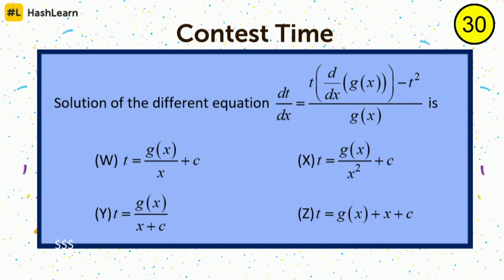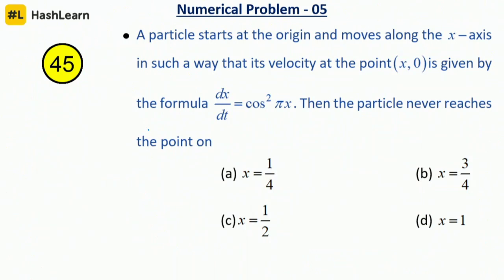You are left with 30 more seconds. 5 more seconds. Your time is up. Yes, winner will be announced only in the next class. So get ready for the next numerical. You will have 45 seconds for the next numerical, and here is the problem.